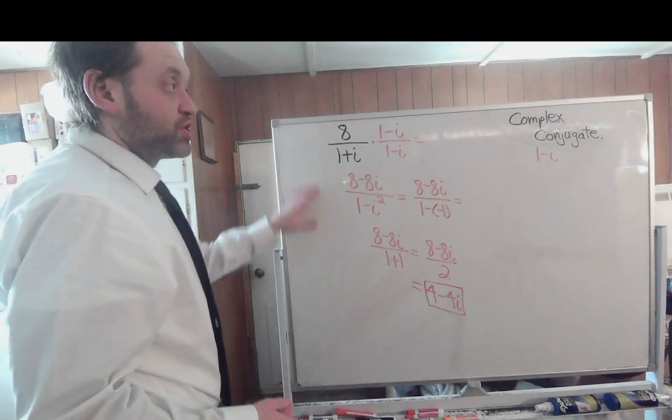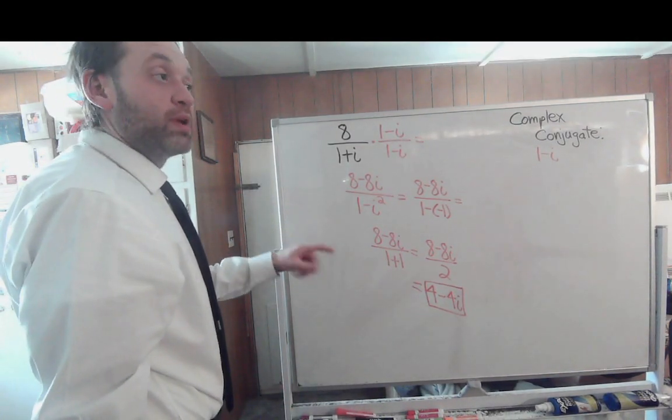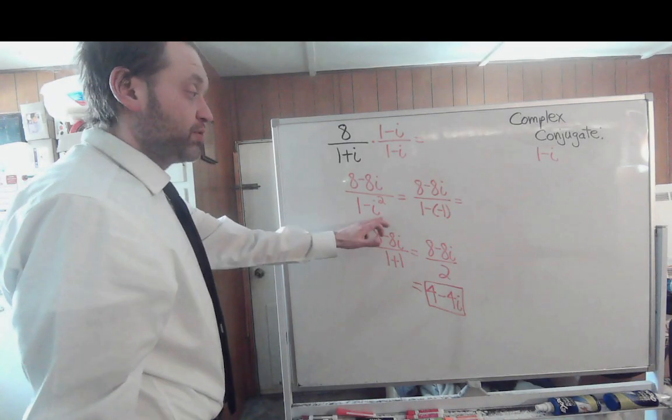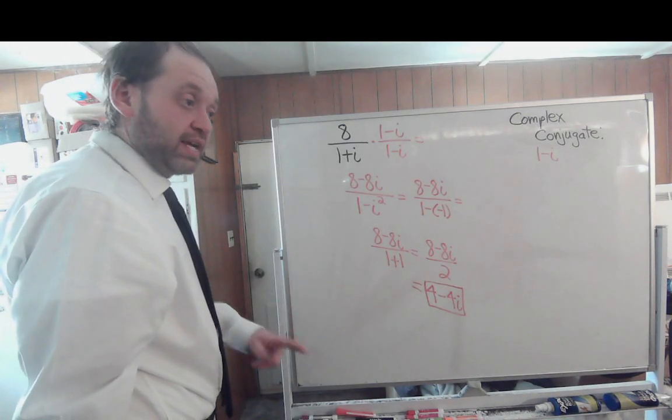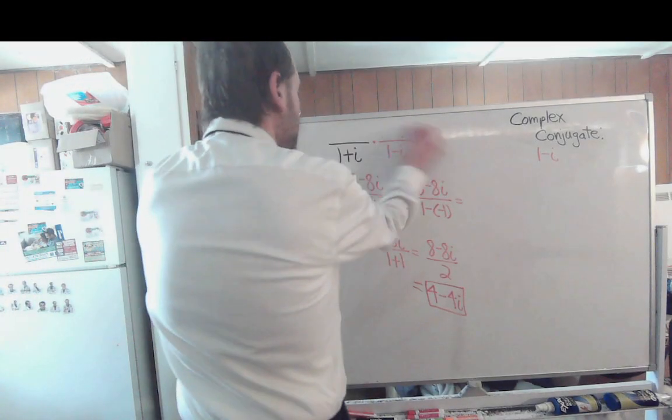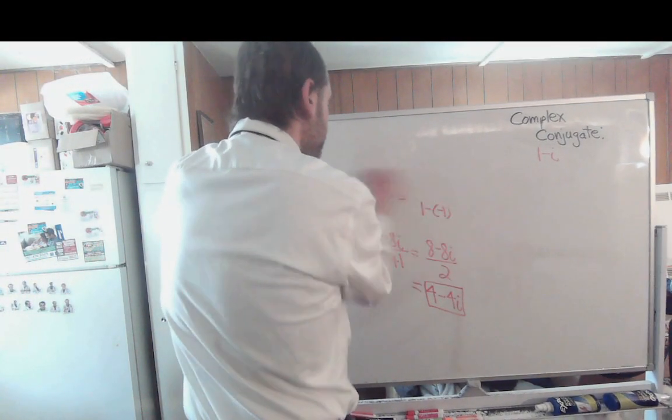So always remember to rationalize your denominator with the complex conjugate, and remember that i squared has a value of negative 1. That's how you'll succeed at doing these.